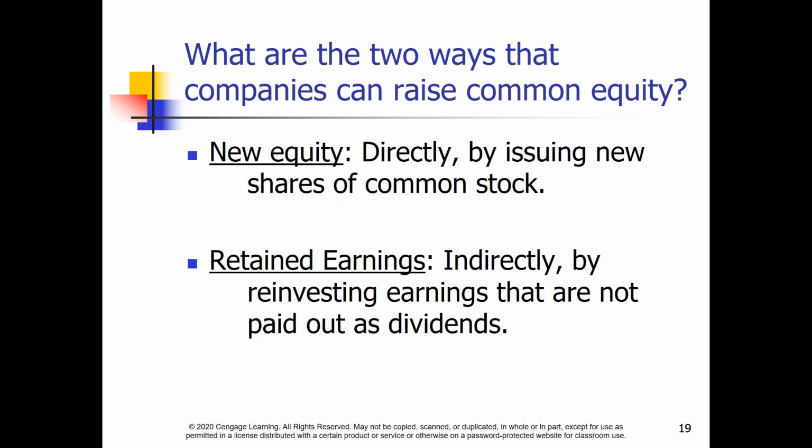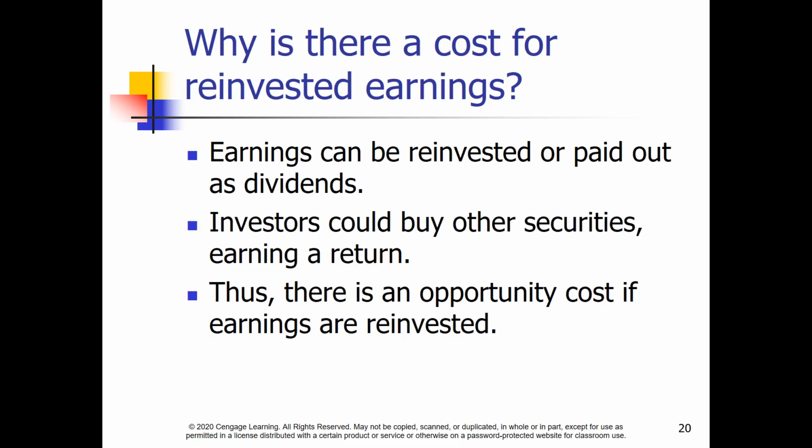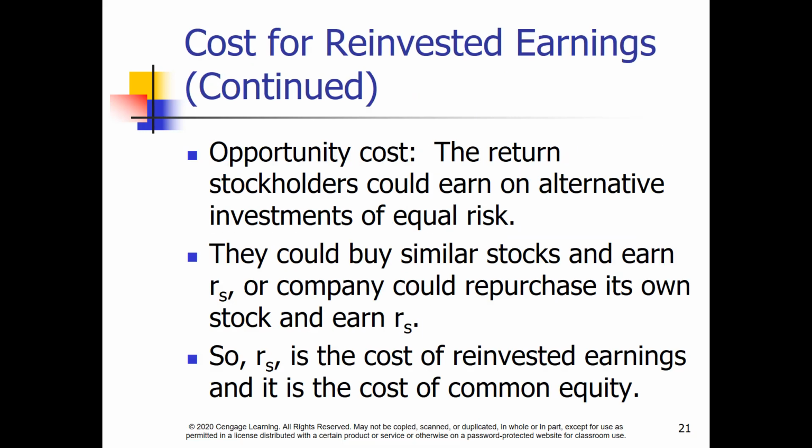Finding the cost of debt and preferred are relatively simple compared to common equity. There are two ways a firm can raise common equity: use retained earnings indirectly, or issue new stock directly. Retained earnings have an opportunity cost. What else could have been done with them? They could have been paid out as dividends, allowing investors to buy other securities. The firm must earn at least what investors could earn on similar investments of equal risk. The firm could always repurchase their own stock, so there's a cost to using retained earnings.